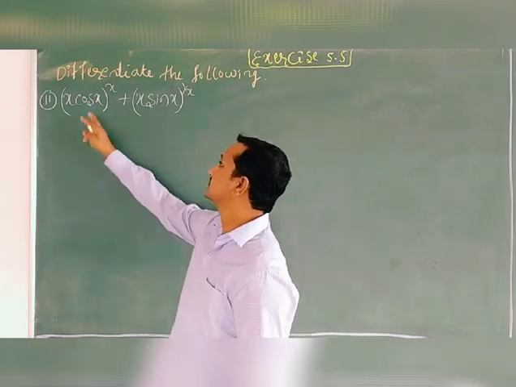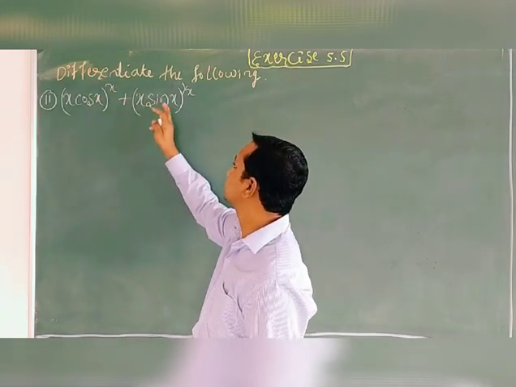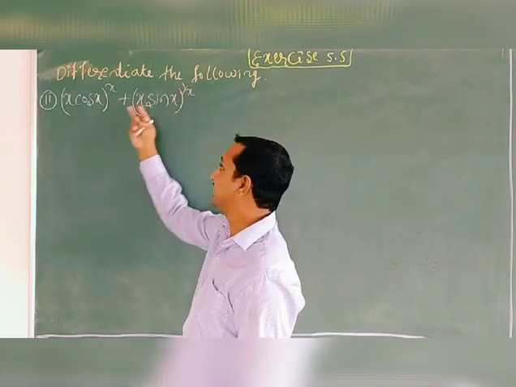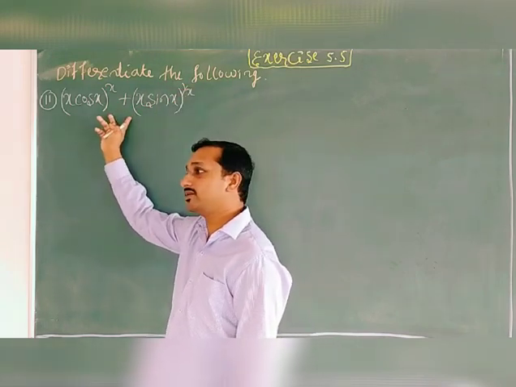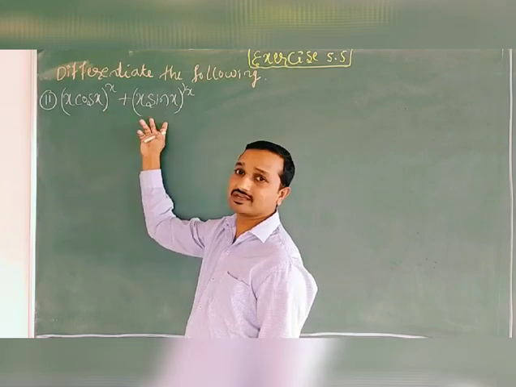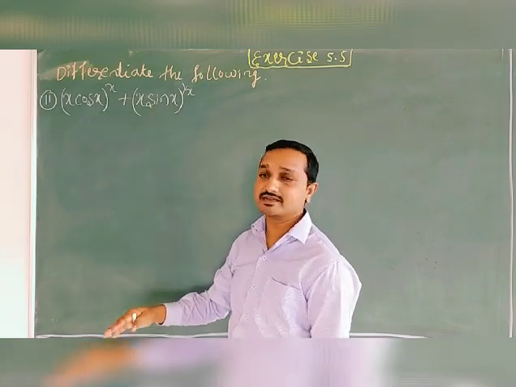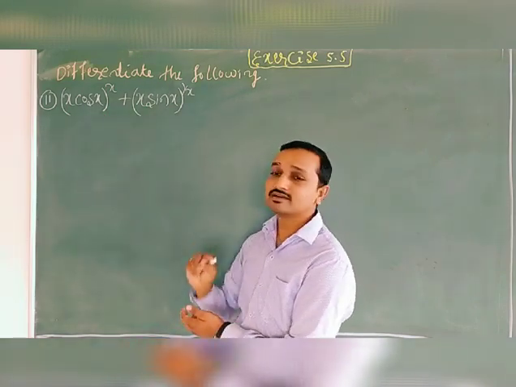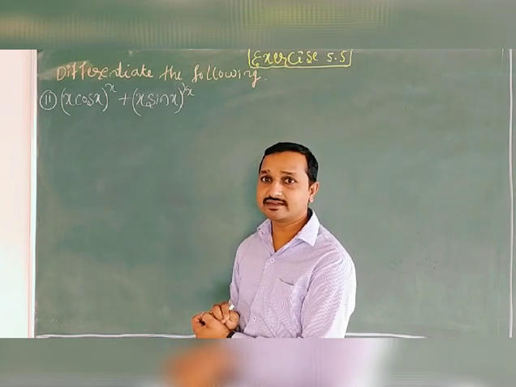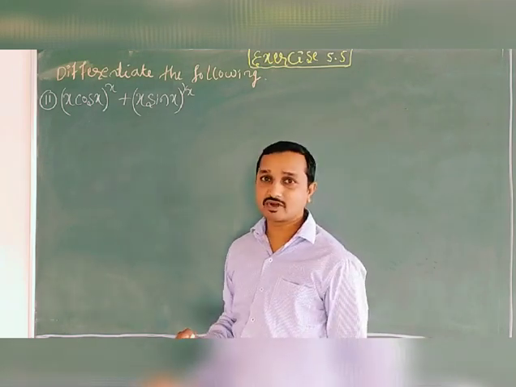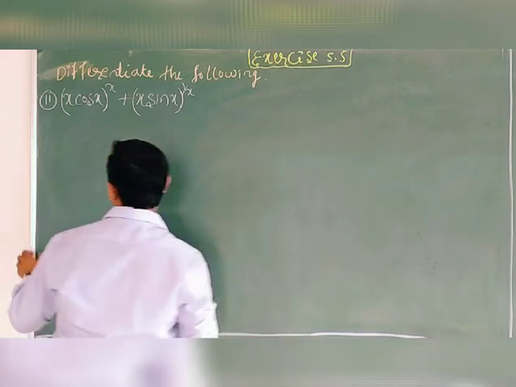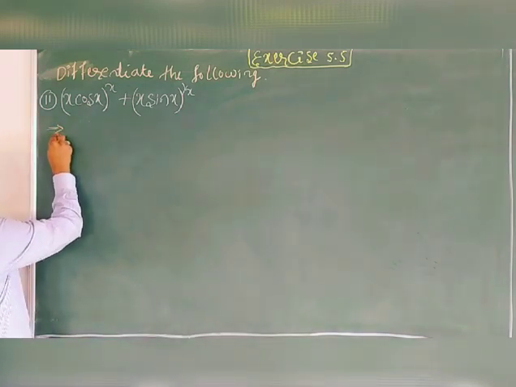Already I told you that this is a function raised to a function power, plus this is also a function raised to a function power, but it has two terms. That's why we take the terms separately, one by one, and apply logarithmic differentiation. Then we combine both and we'll get dy by dx. So the procedure is the same, not a problem. So first of all, I can take this example.